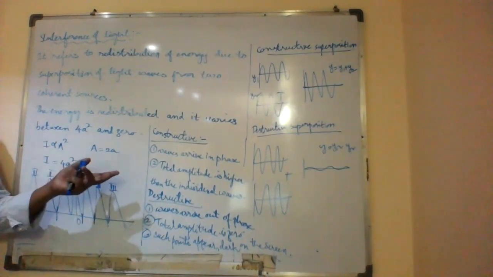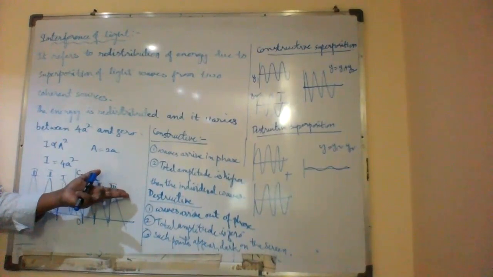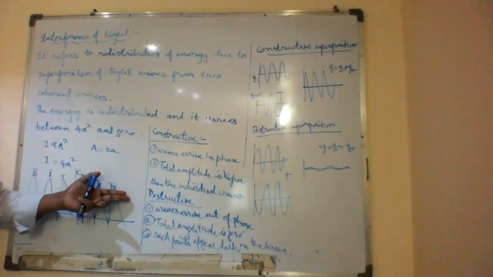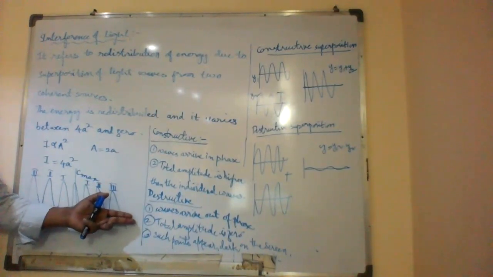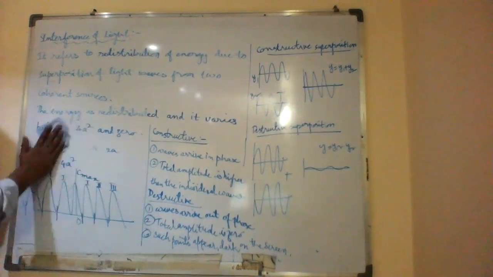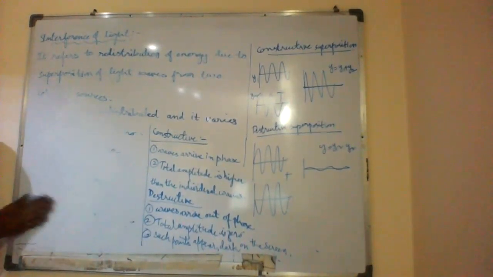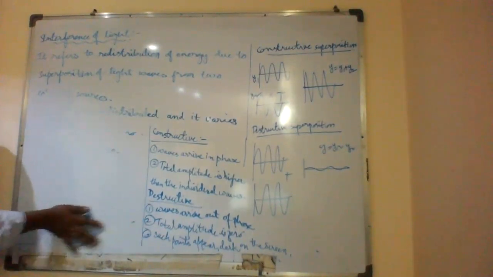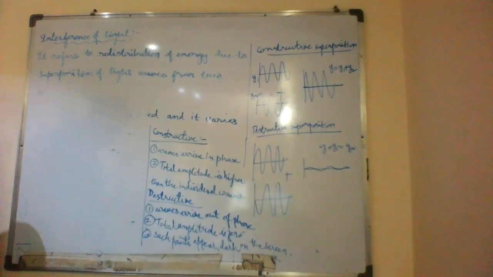Okay, clear? So in constructive interference, waves arrive in phase and the total amplitude is higher than the individual waves. The next one is destructive interference. In destructive interference, waves arrive out of phase, the total amplitude is 0, and such points all appear dark on the screen. Now, this is the intensity distribution curve, the diagram. You see, that is the intensity distribution curve.